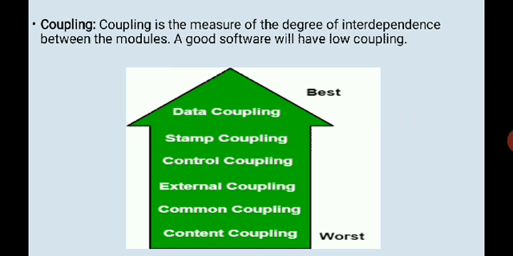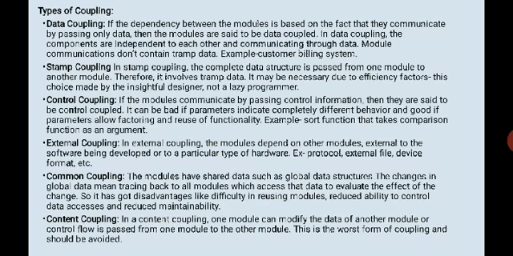So first we discuss coupling. Coupling is the measure of the degree of interdependence between the modules, as we already discussed, and a good software will have low coupling. Because why? Because it is how much dependence it has on all the other modules. So we have various sorts of coupling, starting from the worst, that is content coupling, common coupling, external coupling, control coupling, stamp coupling, and data coupling, which is the best. So we look at it one by one.